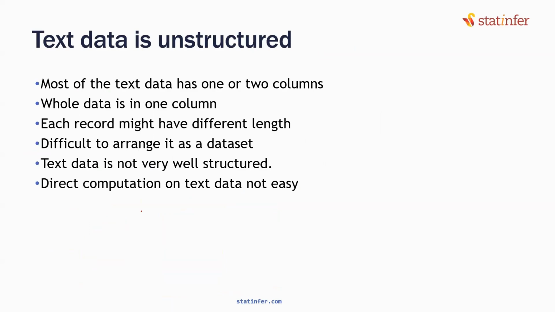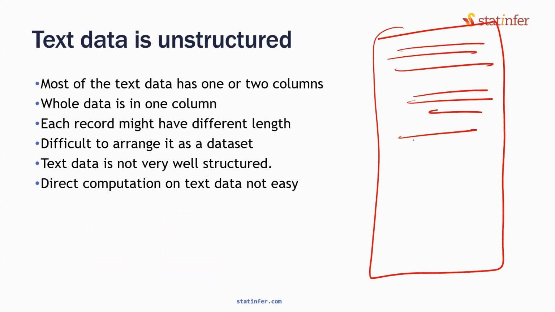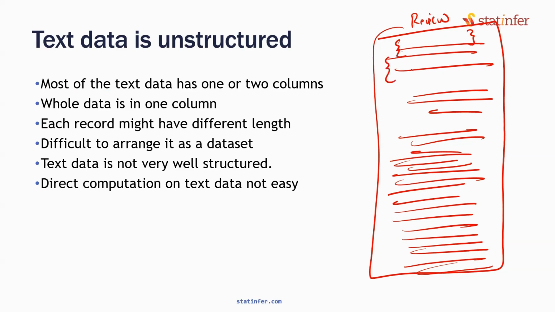But what is text data? Text data is completely unstructured. Most of the text data is in one column or two columns. Let us suppose I'm talking about reviews, so I have review 1, review 2, review 3. Let's say I'm talking about around 15,000 reviews, so these are all the 15,000 reviews. The whole data is in one column. The column name is, let's say, review. That's it. Each record might have a different length. Maybe the first review is 2 lines, the next review is 8 lines, the next review is 1 line, the next review is 5 lines. It is very difficult to arrange it as a data set.